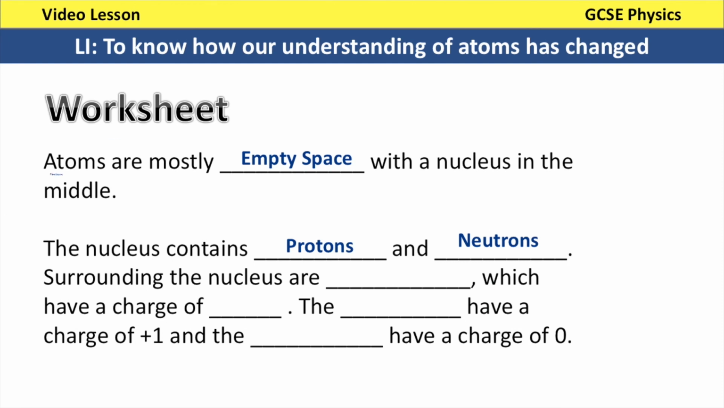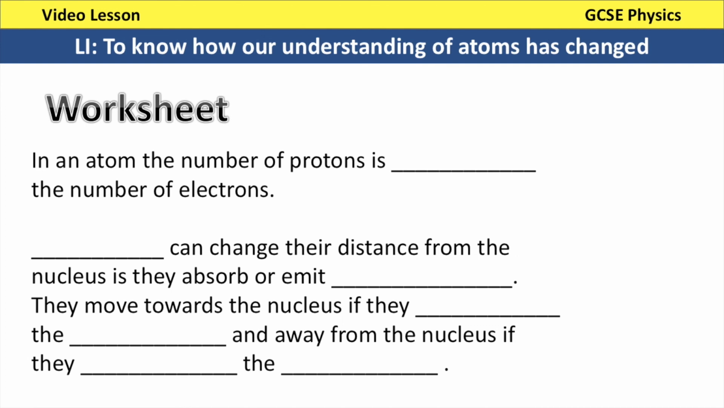Surrounding the nucleus are electrons, which have a relative charge of -1. The protons have a charge of +1, and the neutrons have a relative charge of 0. Well done if you've got all of those correct. Now we'll have a look at the second half of the gap fill.